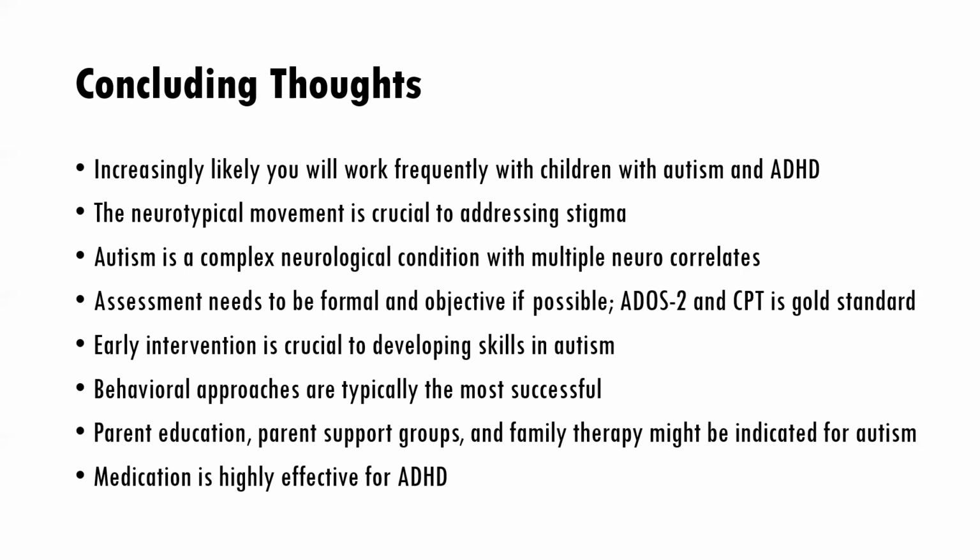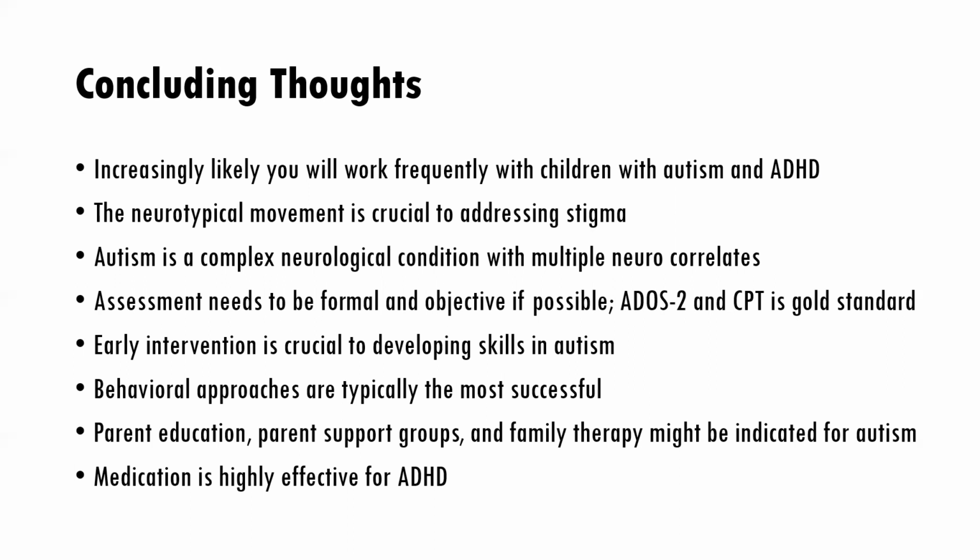Autism is a complex neurological condition with multiple neurological correlates, same with ADHD. Assessment should be formal and objective if possible, and the tests that I talked about are the gold standard. Early intervention is crucial to developing skills in autism, and if a person goes too long, if they start to get older, 5, 6, 7, it can be quite difficult for them to gain the skills they need to be successful. Behavioral approaches are the gold standard, particularly with both ADHD and autism.